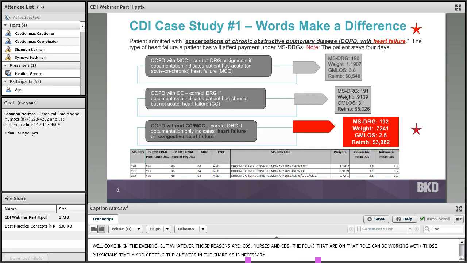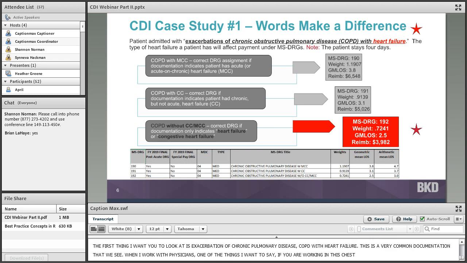So case one, we want to take a look at how words can make a difference. The first thing I want you to look at is exacerbation of chronic obstructive pulmonary disease, COPD, with heart failure. This is actually a very common documentation that we see.